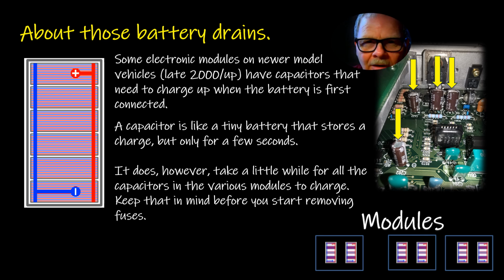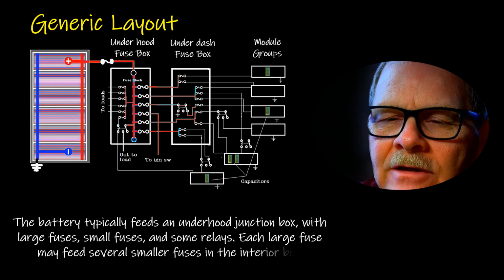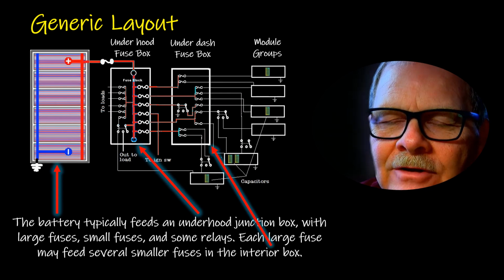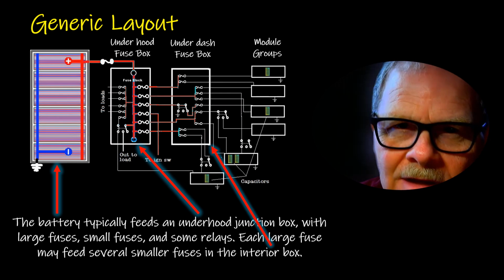If you find a draw when you hook your meter in series right to start with, whoop, I've got a draw, don't start pulling fuses right then. I'll talk more about that again in just a minute. Here's your generic layout. You got your battery there, and you got your underhood fuse box, and you got your underdash fuse box, you got your module groups.